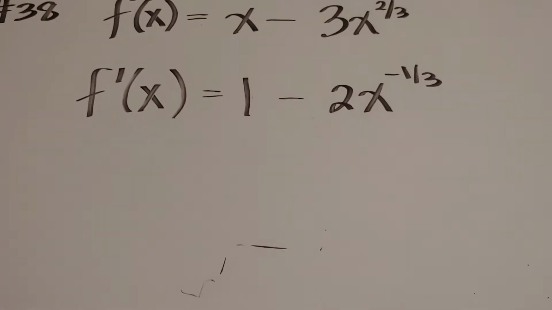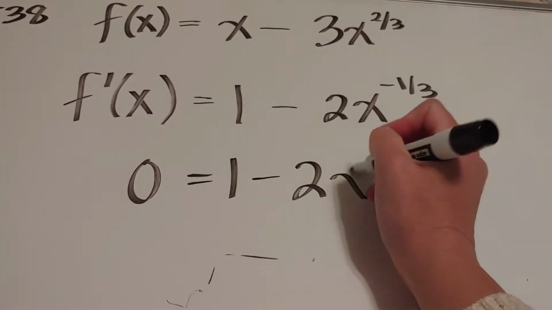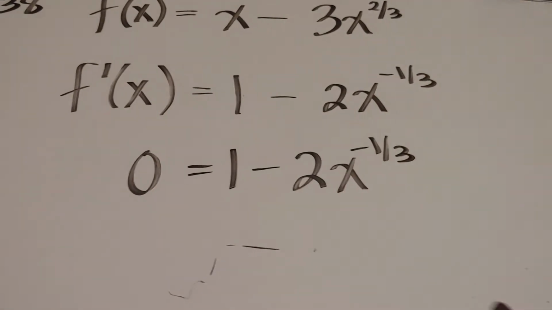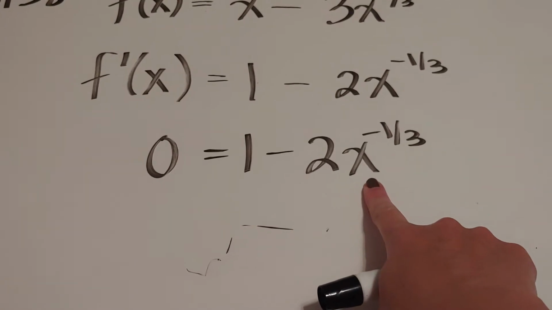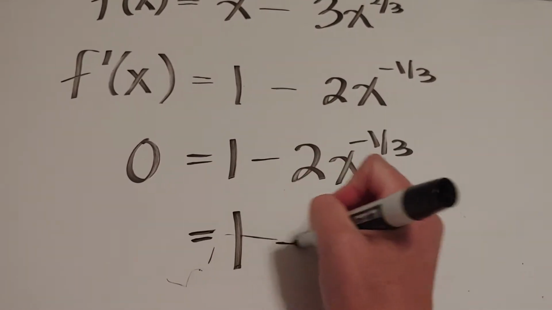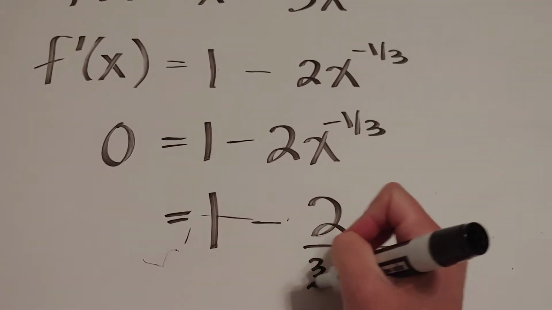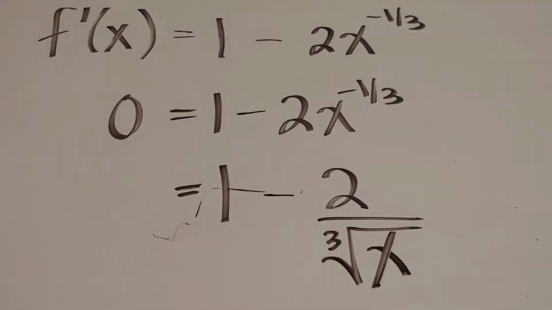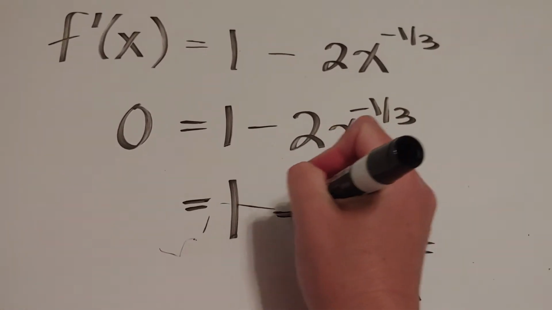Okay, to find critical numbers, we always set it equal to 0 and solve. A lot of students, when they get fractional exponents, say, what should I do? Okay, number one, what you should do is turn it back into a root. So here, this would be the cube root in the denominator. Okay, sorry, my board has a mark right there.